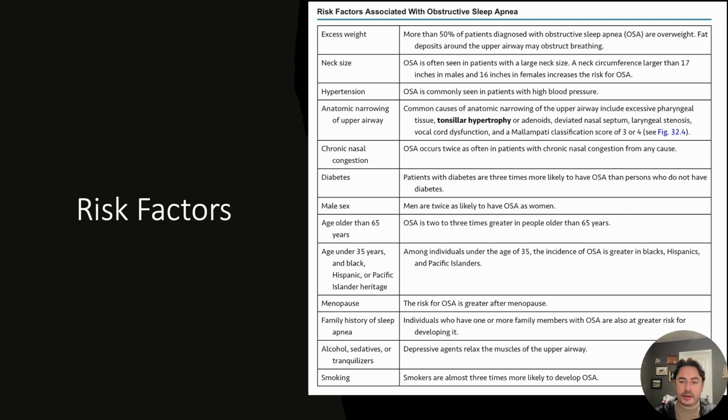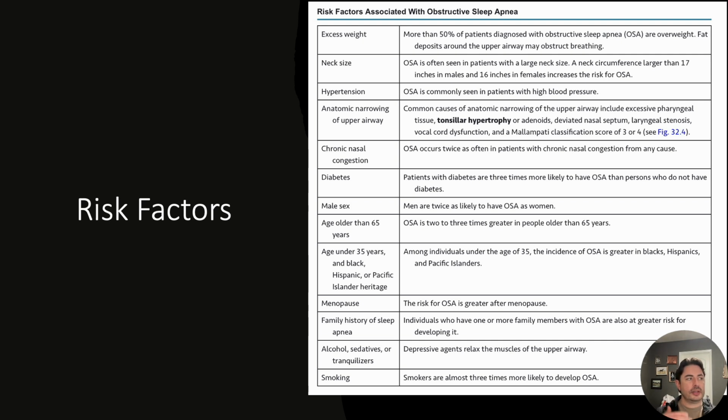Another risk factor is looking at that patient's neck size. So what we will do is put a measuring tape around their neck. For guys, if the circumference of their neck is greater than 17 inches, then they're at an increased risk for OSA. For females, your neck size needs to be 16 inches or greater for that increased risk of OSA. Patients with hypertension typically have OSA.